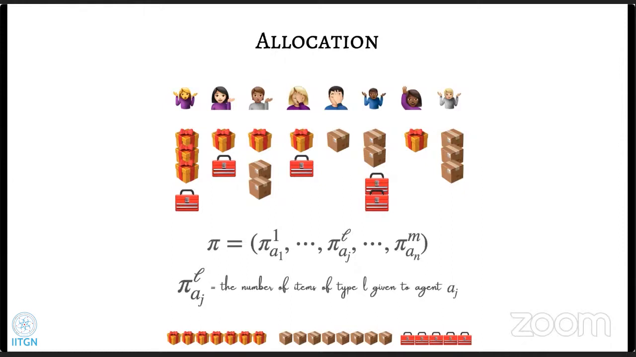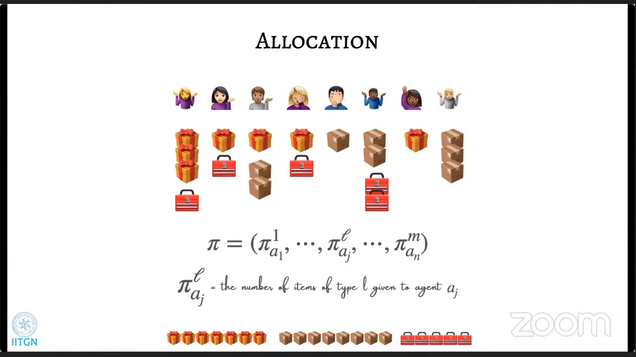So I don't think I'm going to get too notational throughout, but just for the record, pi sub L sub AJ is the number of things of type L that you give to agent J, and you define this for each agent AJ and for every item type. If you just had single items, then typically this would just be a 0, 1 vector, which would tell you whether the item is given to this person or not.